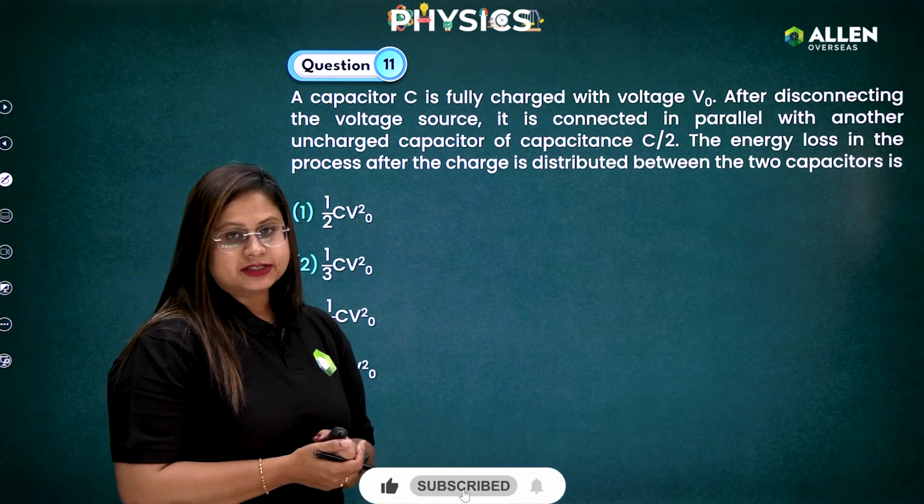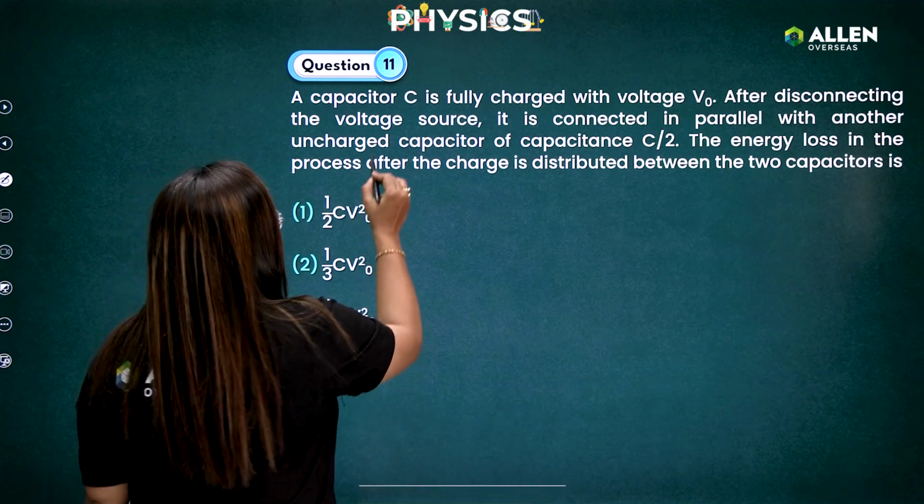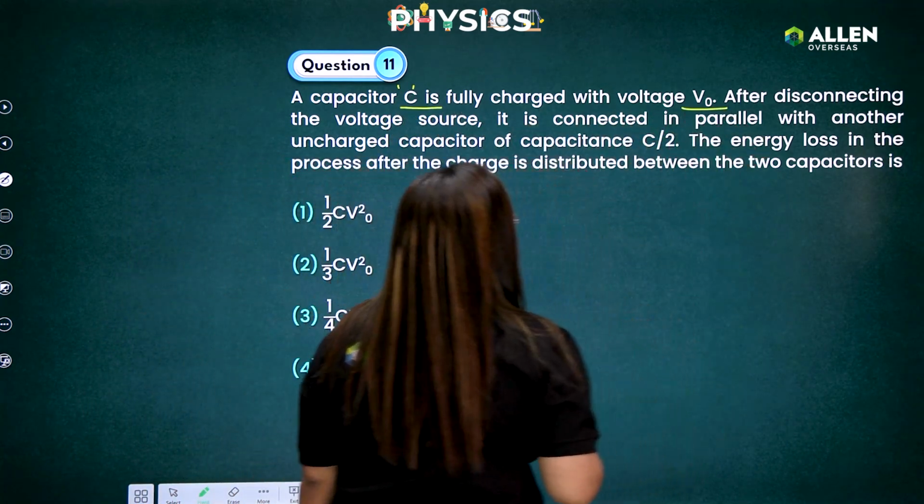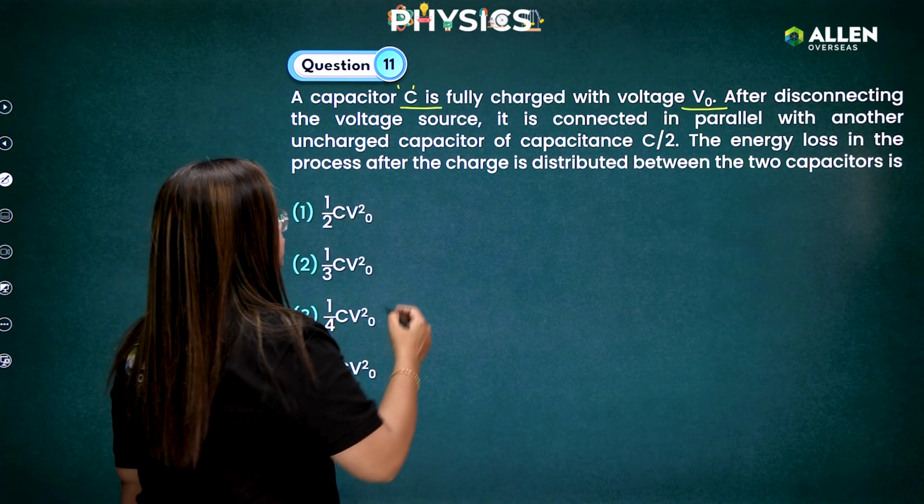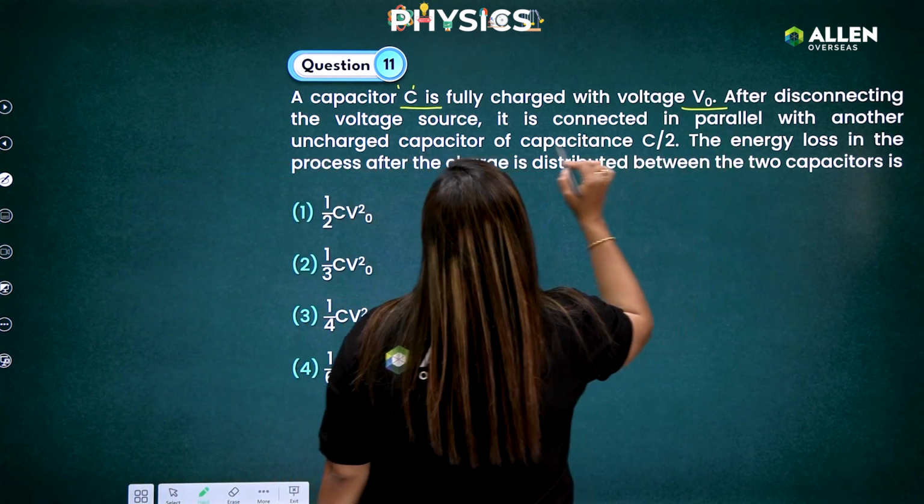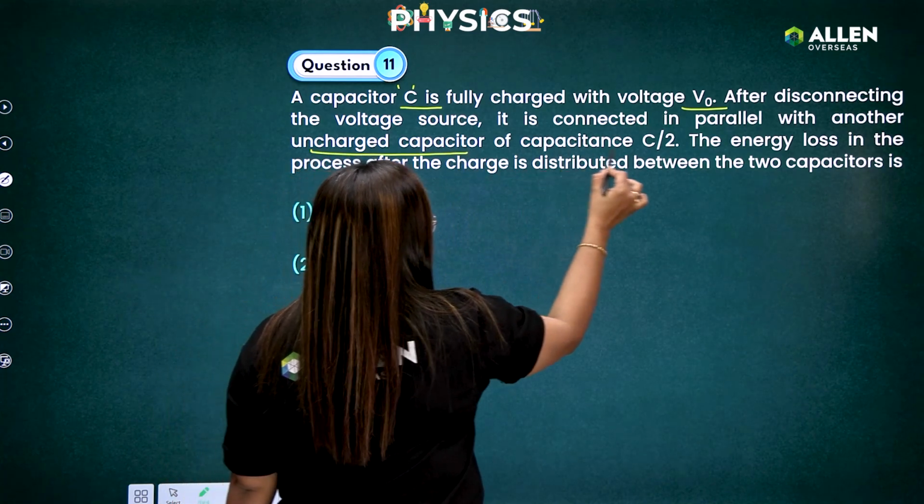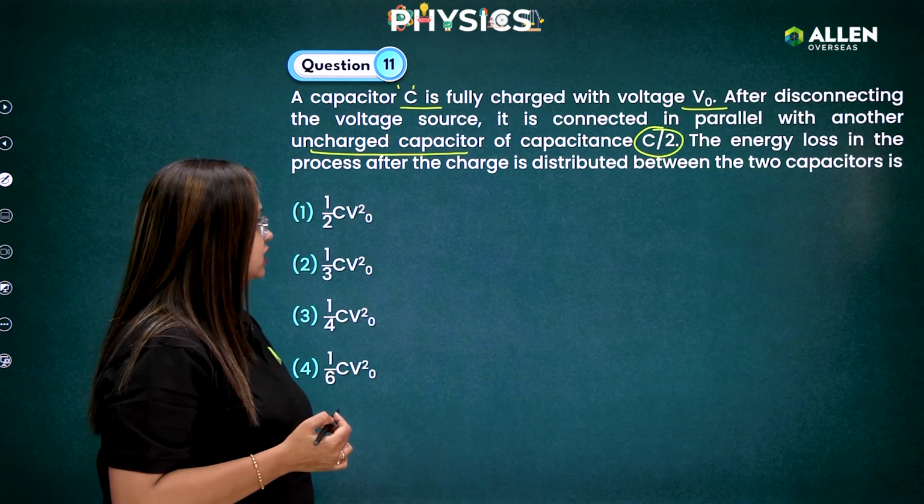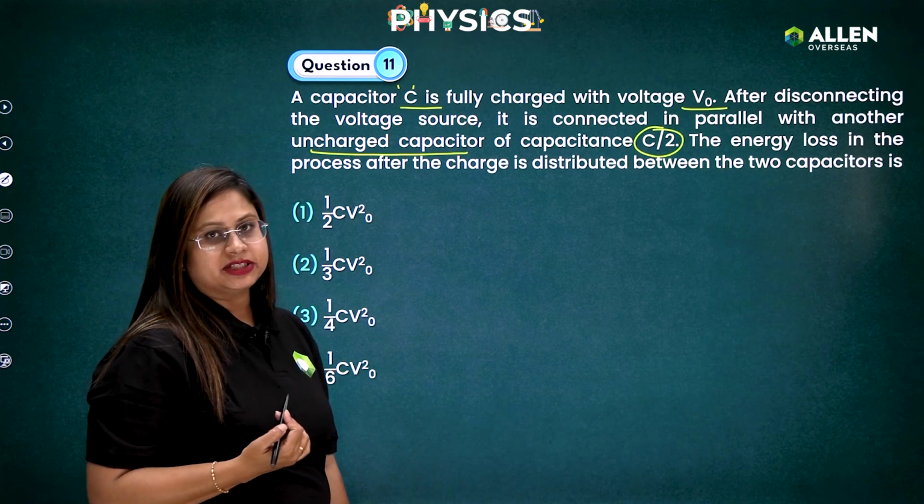In this question, it has been given that a capacitor of capacitance C is fully charged with a voltage V0. After disconnecting the voltage source, it is connected in parallel with another uncharged capacitor of capacitance C by 2. The energy loss in the process after the charge is distributed between the two capacitors is how much?